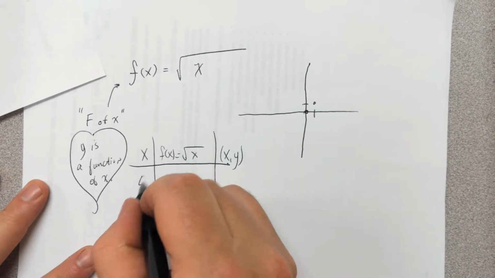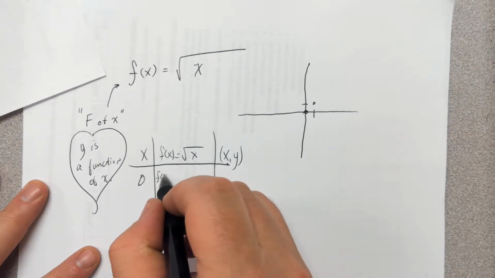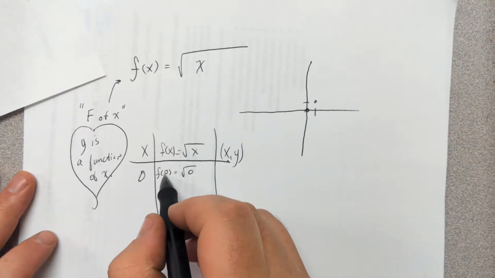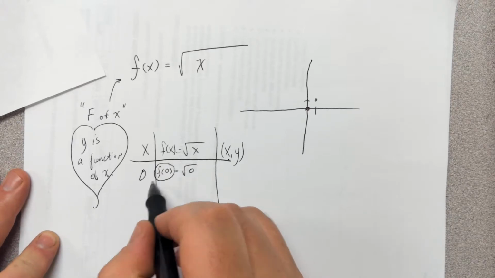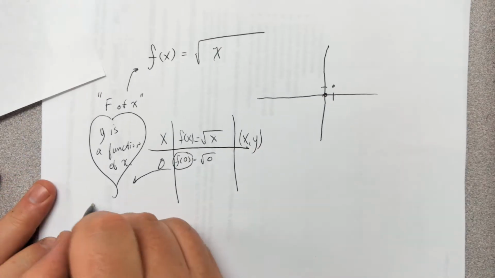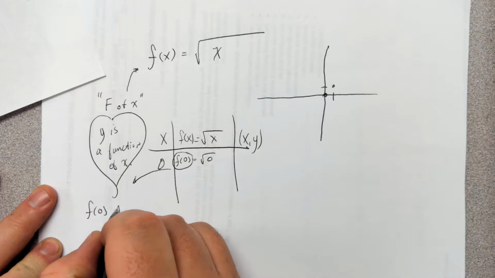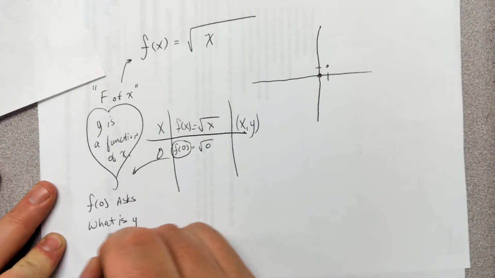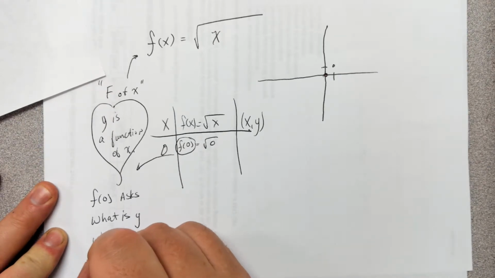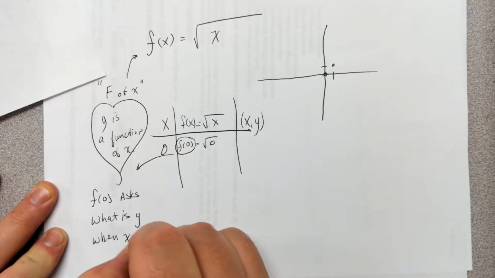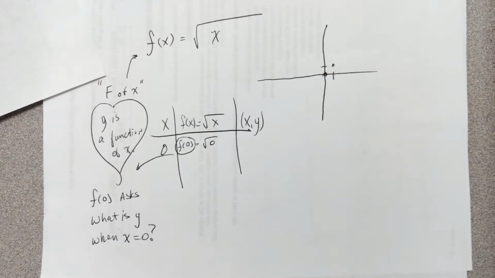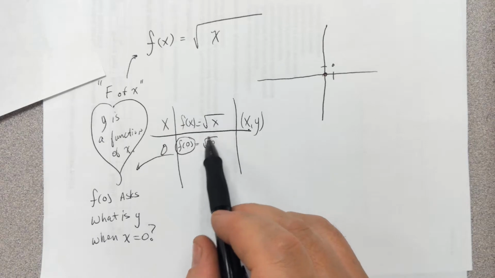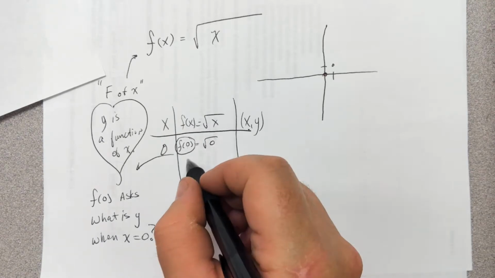So 0. Here's how you do this. This is how they write it: f of 0 equals 0. Now what this is saying is, f of 0 says, what is y when x is 0? That's what that means. And it says it's equal to this, and so we just have to simplify this. And that's 0, right?